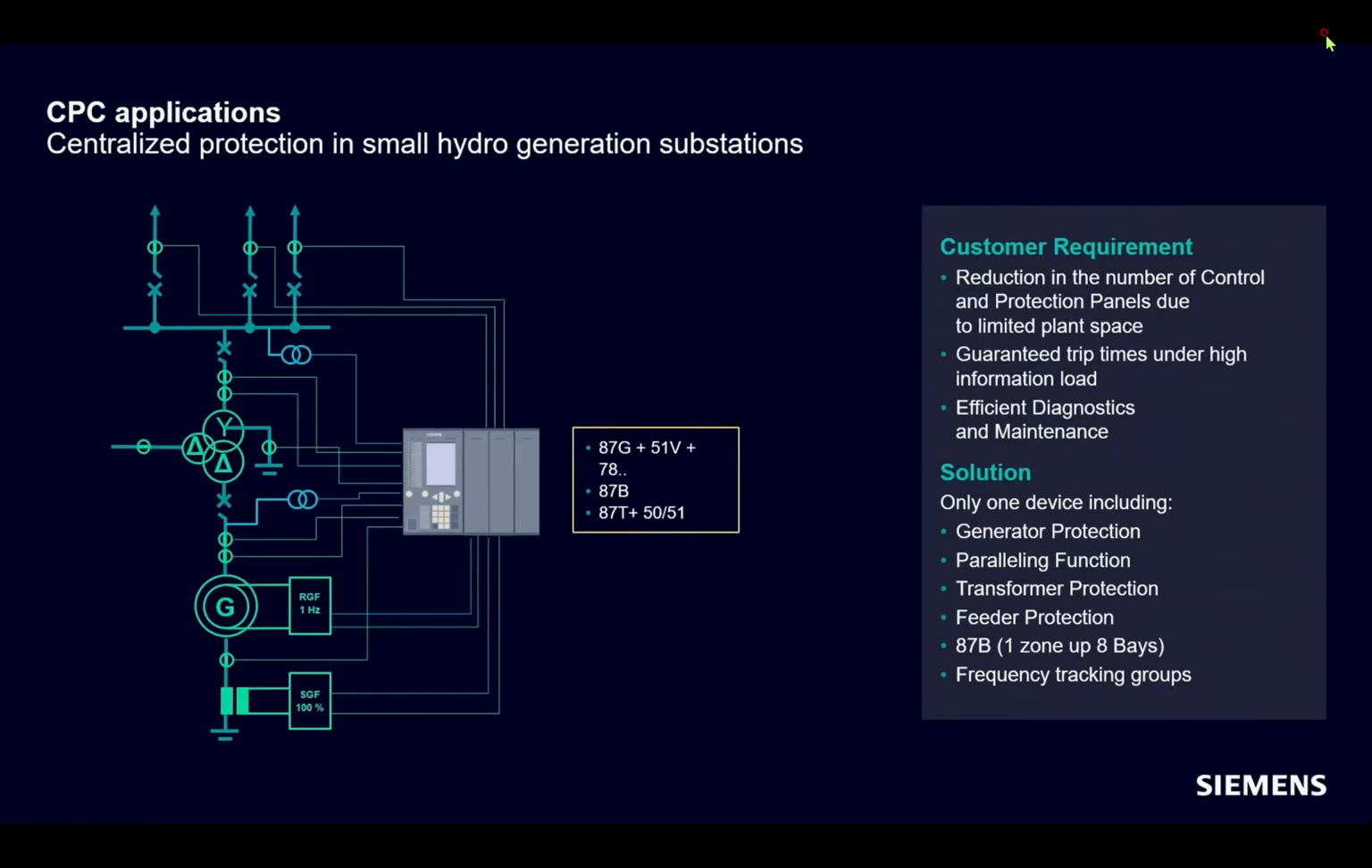One important hint here is that by opening circuit breakers, parts of the installation are galvanically separated from each other, which can result in different frequencies. In central protection, this problem is solved by introducing frequency tracking groups, thus allowing each part of the installation to be assigned to its own tracking group.